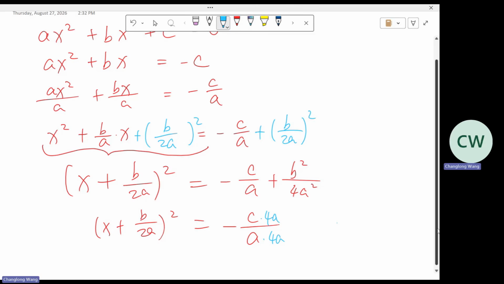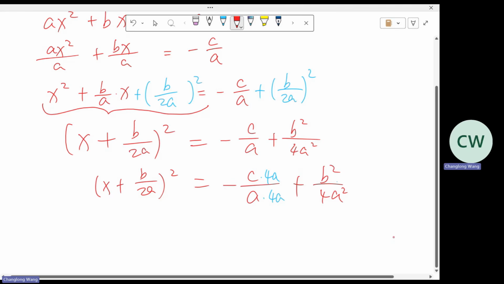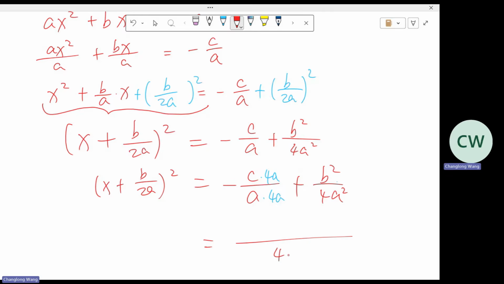You'll get squares, you get 4a squared, and that will get you the same denominator as the second term. Our goal is to get a common denominator. Now I'll add that to b squared over 4a squared, right? And now you see that the denominator is 4a squared for both fractions. The numerator is negative 4ac for the first, and b squared for the second.